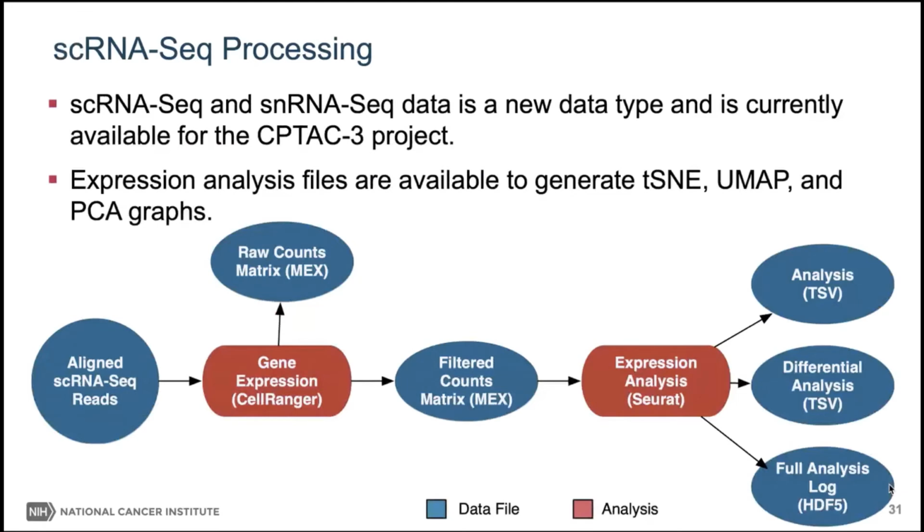A relatively new processing pipeline that the GDC has is the single cell RNA-seq processing pipeline, and that also will sometimes include single nuclei RNA-seq. This is a new data type for the GDC and is currently available only for the CPTAC3 project. The expression analysis files are available, and they can be used to generate t-SNE, UMAP, and PCA graphs. First, gene expression files come directly out of Cell Ranger as raw counts or filtered counts, which reduces some of the noise. And then the Seurat package, which does the secondary analysis, gives the analysis file in TSV, which is the t-SNE, UMAP, and PCA plots, differential analysis, and the full analysis log in the HDF5 format.